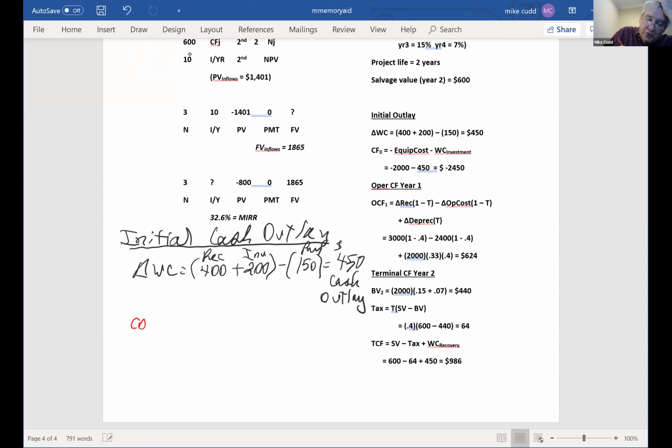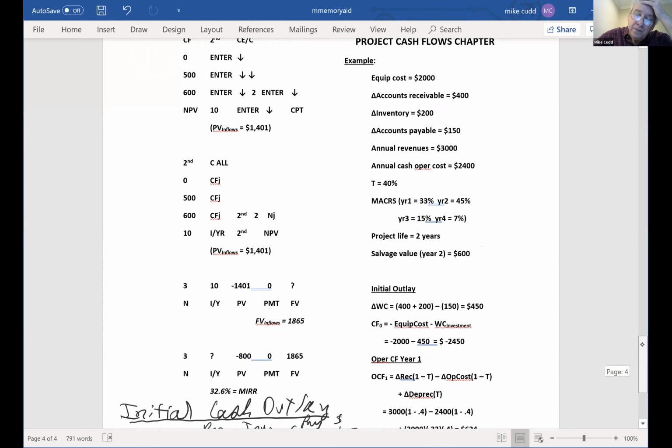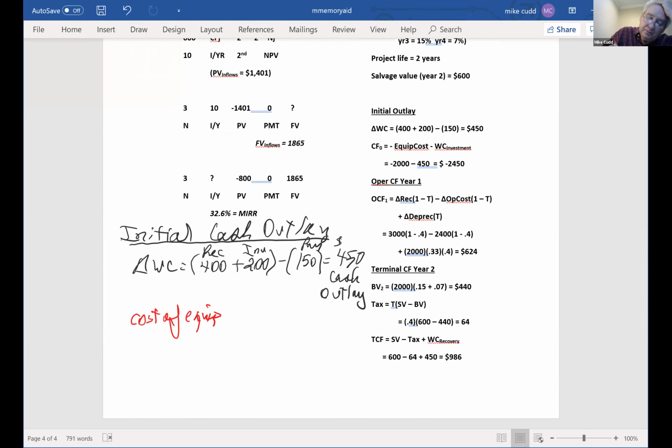So the initial cash outlay will consist of the cost of the equipment, which is 2,000, and a working capital investment, which we just figured out is 450. So our initial cash outlay would be a negative 2,450.